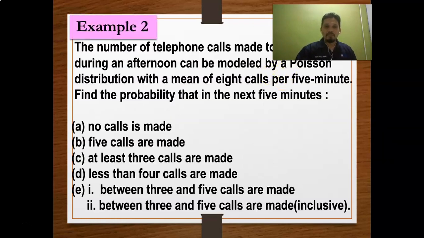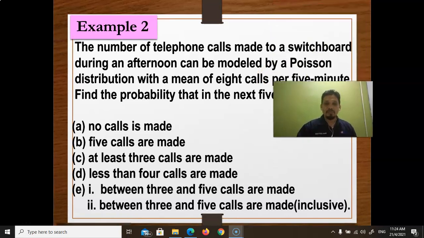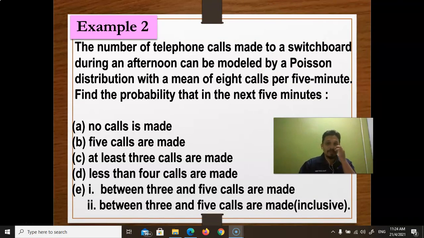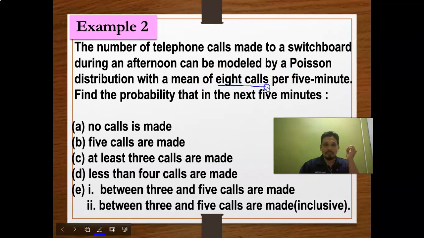The number of telephone calls made to a switchboard during the afternoon can be modeled by a Poisson distribution with a mean of 8 calls per 5 minutes. So lambda equals 8 in 5 minutes. Find the probability that in the next 5 minutes no calls are made.